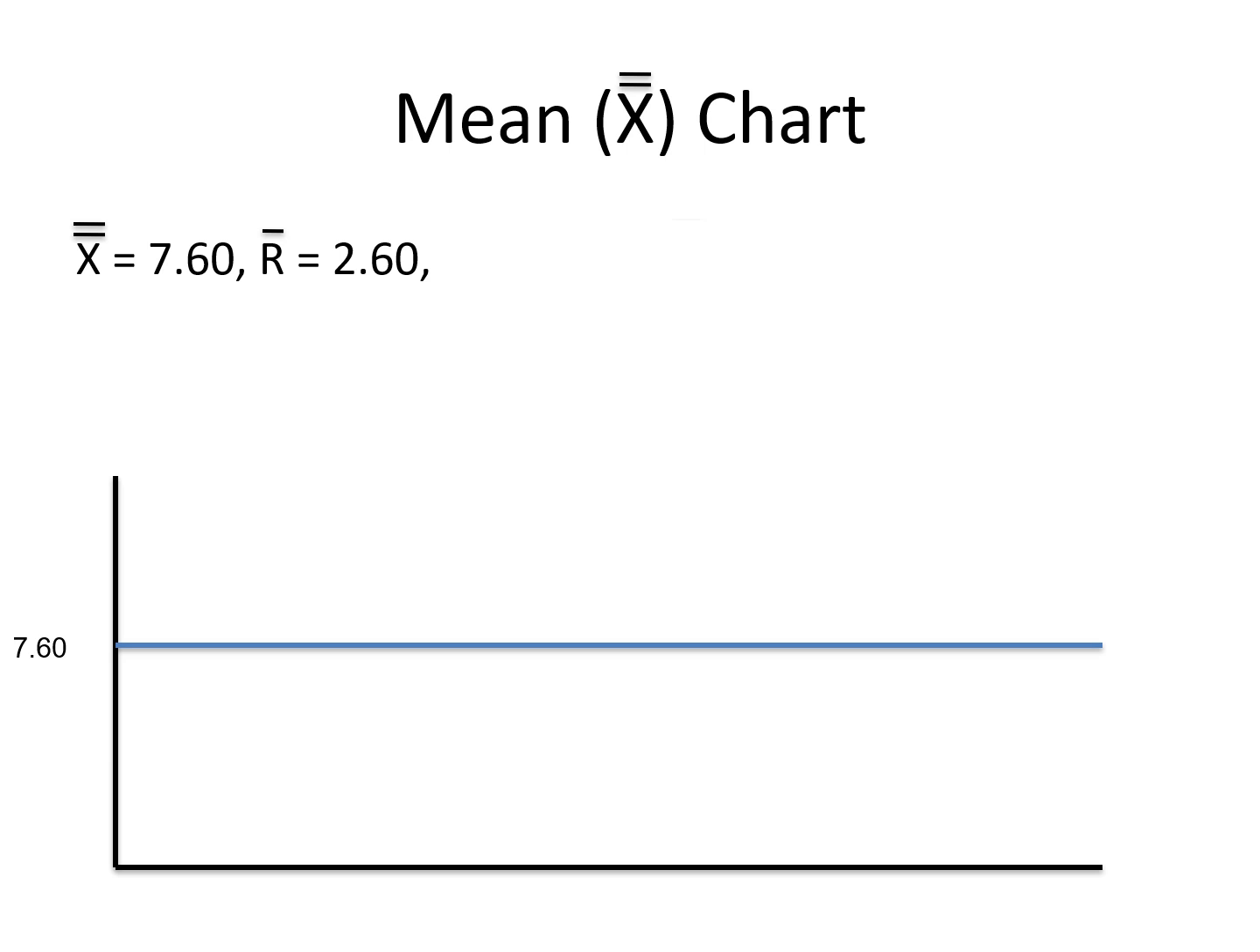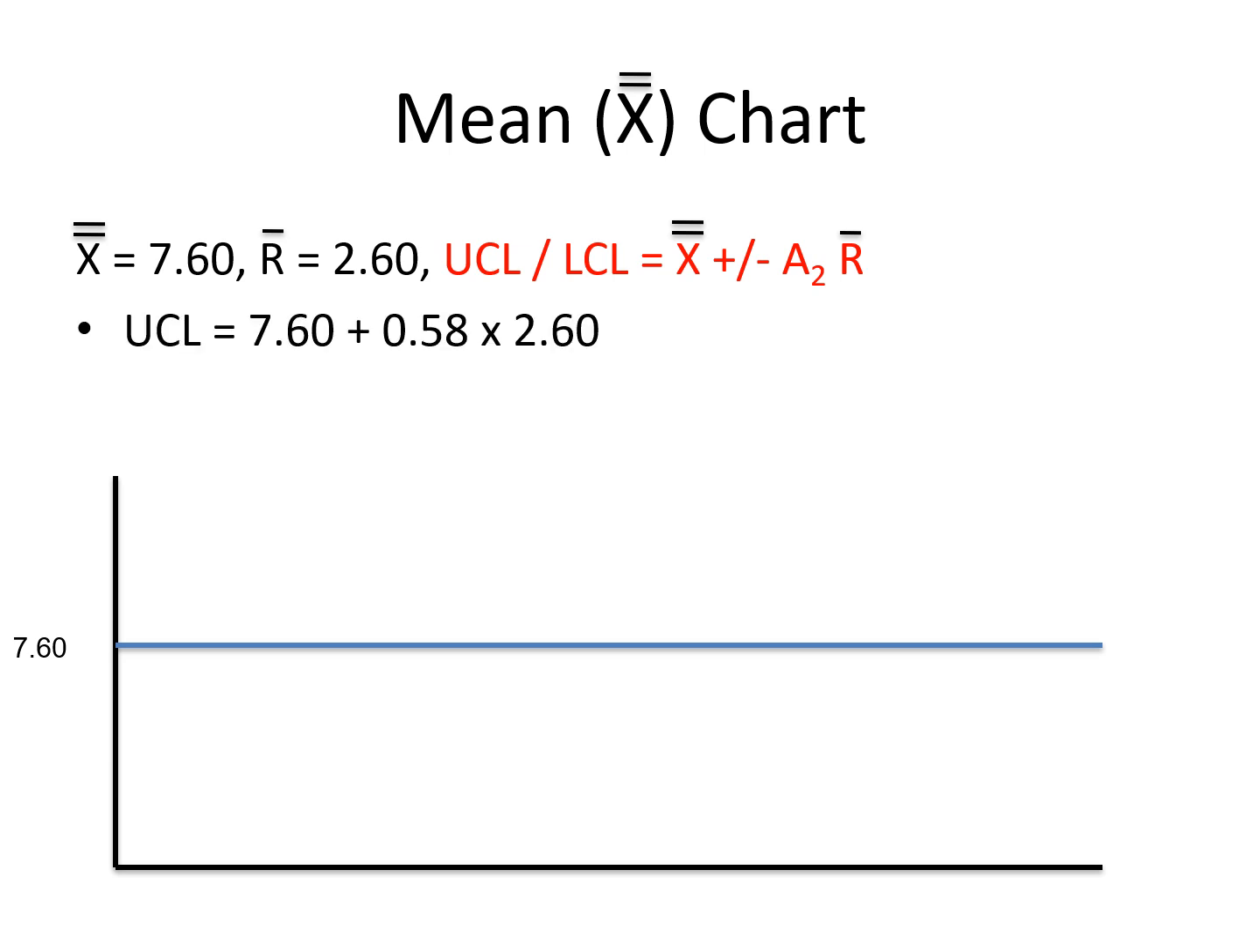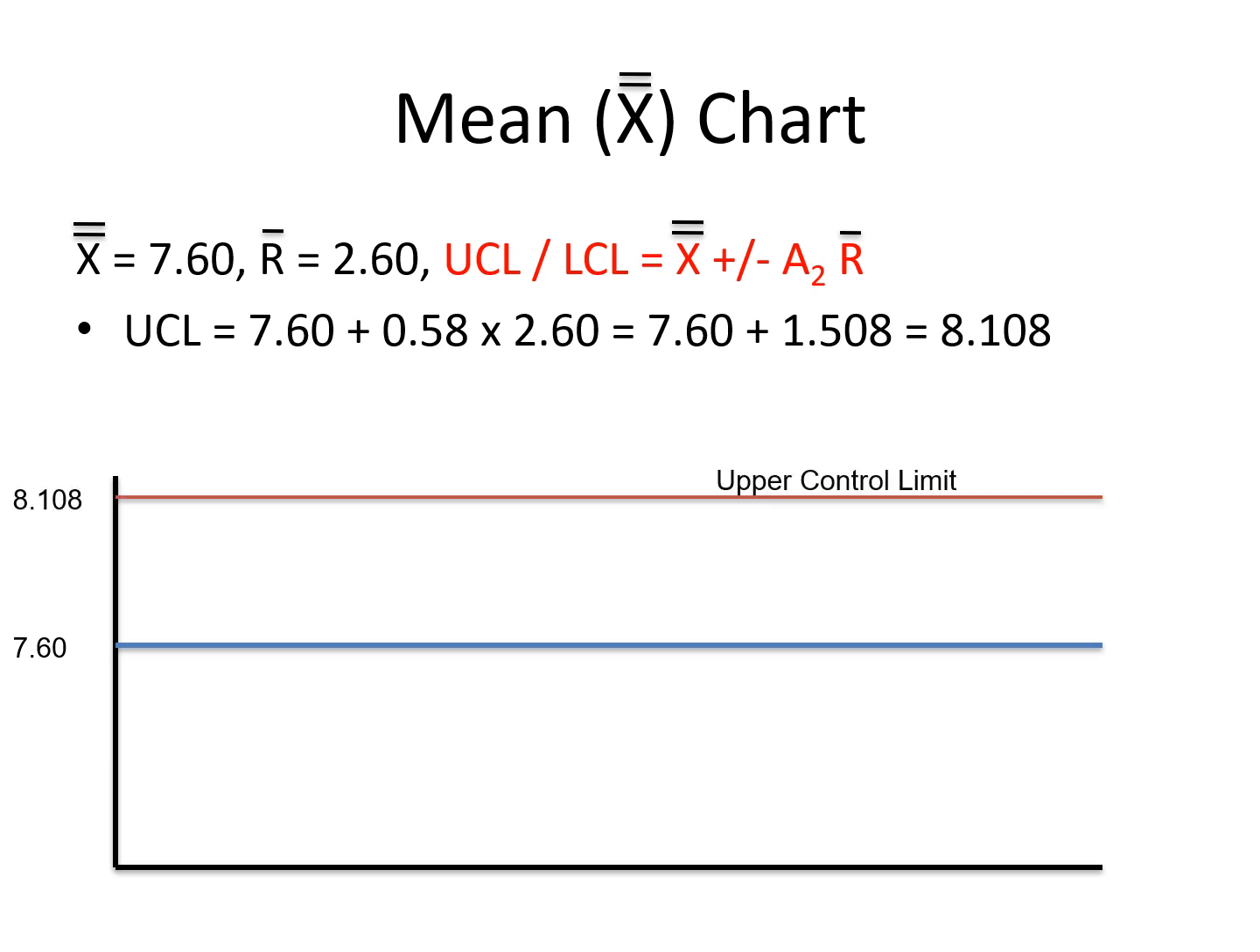Then range was given as, or calculated as, 2.60, and we know that the upper control limit and the lower control limit are X bar bar plus and minus A2 R. So the upper control limit would be X bar bar, which is 7.60, plus 0.58. From the previous slide, A2 was 0.58, multiplied by 2.60, which comes to 7.60 plus 1.508, which is 8.108. So this becomes the upper control limit.